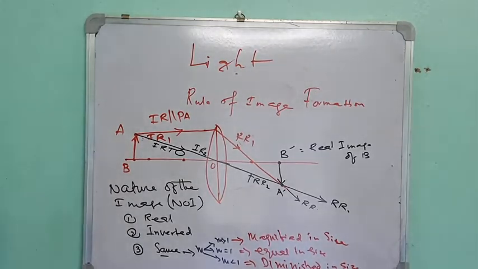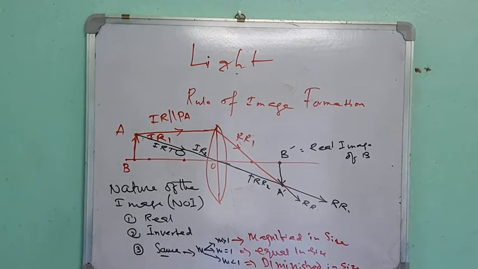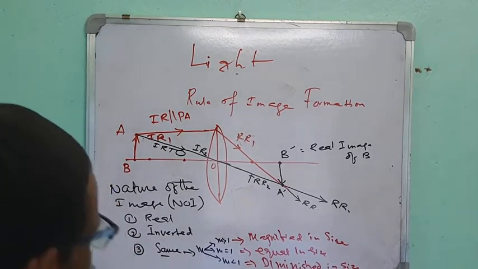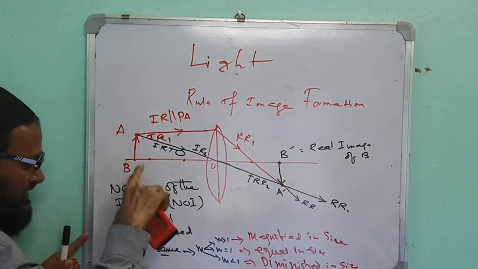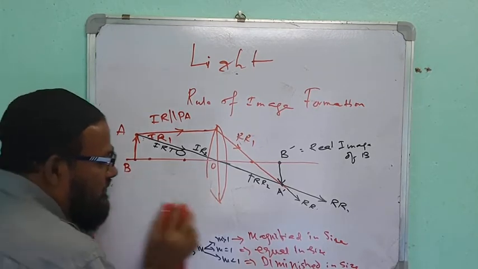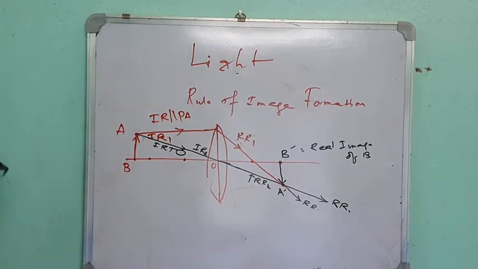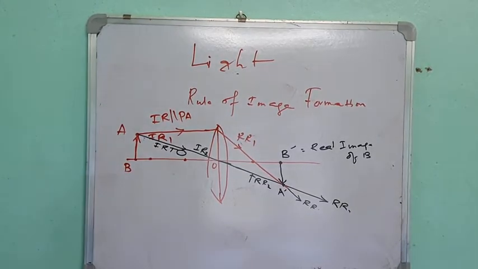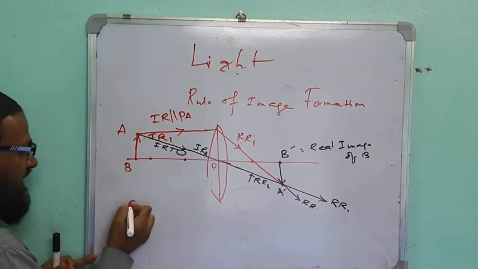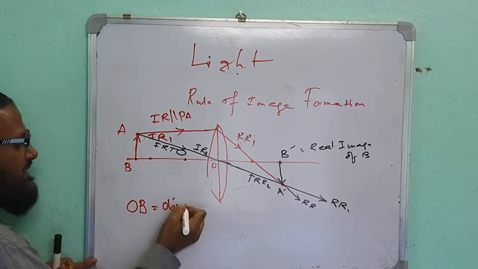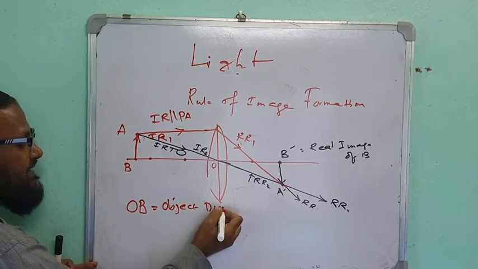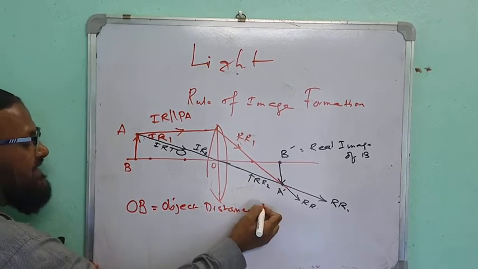Is it clear? Now, another thing is important from the figure. Please see here. This is one important part, which is real, which is imperfect, which is magnified. Next thing is important, this part. Here OB is known as object distance. Object distance is denoted by U.